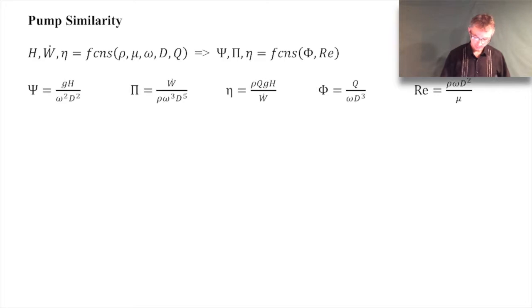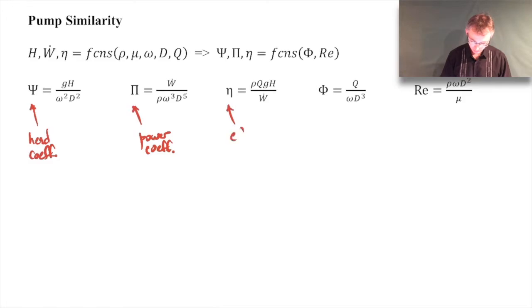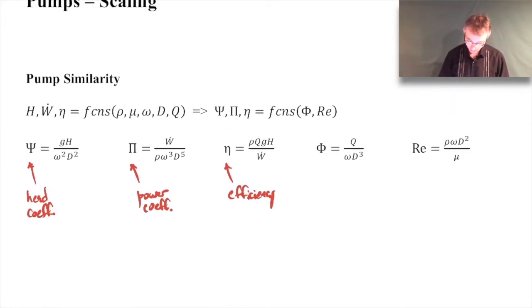So here's the dimensionless flow coefficient. I'm sorry, that's the head coefficient. So that's the dimensionless head coefficient. This is the power coefficient. This, of course, is efficiency. This is the flow coefficient. And, of course, the Reynolds number.